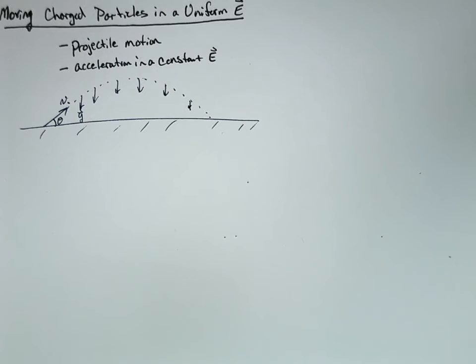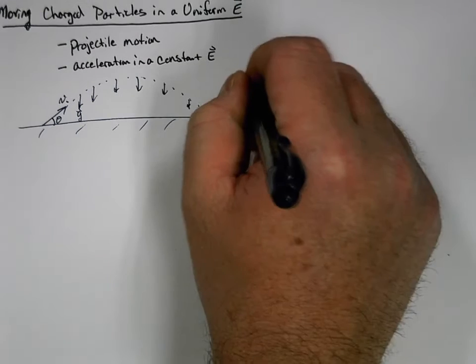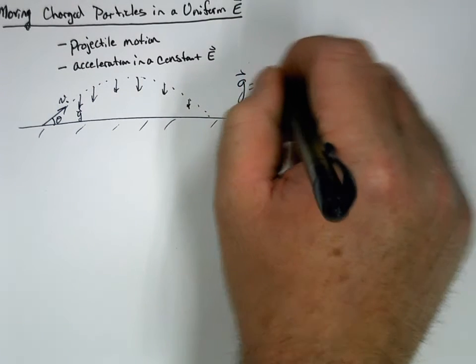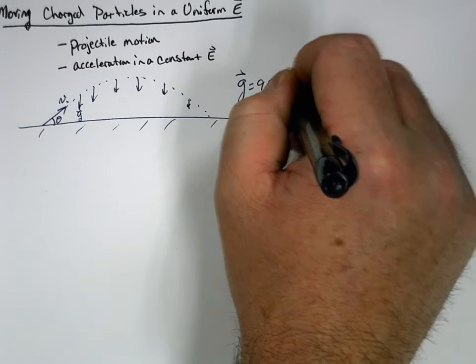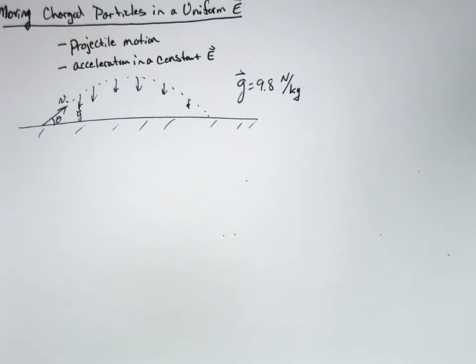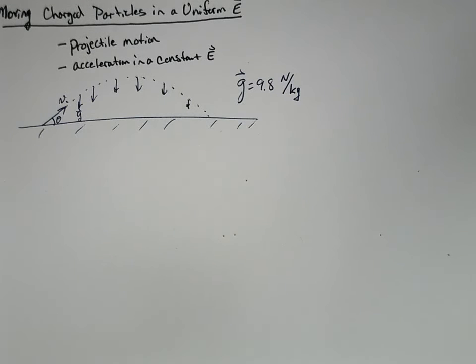At any particular moment, the acceleration acting on this particle is always the same, and it's always down. That's g, our acceleration due to gravity. g equals 9.8 newtons per kilogram, also known as meters per second squared. But a newton is a kilogram meter per second squared, and so this is a newton per kilogram, which is the strength of the gravitational field when we are close to the Earth.